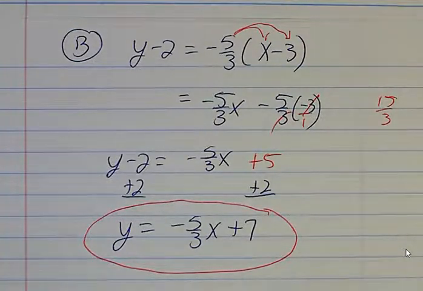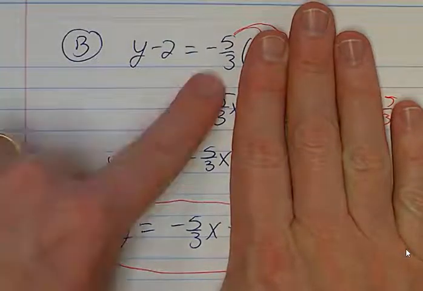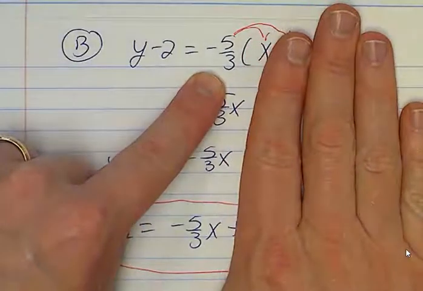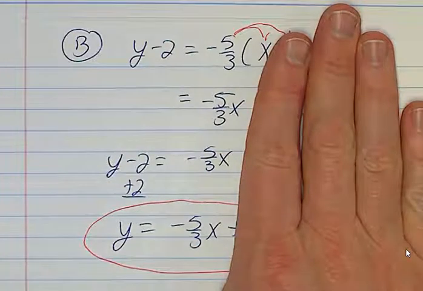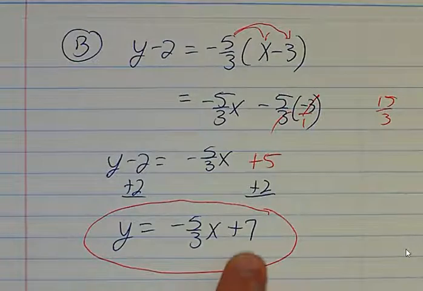And hopefully you'll catch and notice on these that the only thing that changes, the slope stays the same. We had negative 5/3 x up here. You also have a negative 5/3 x here. The only thing that changes is we're moving this number over here, so we'll know what the y-intercept is.